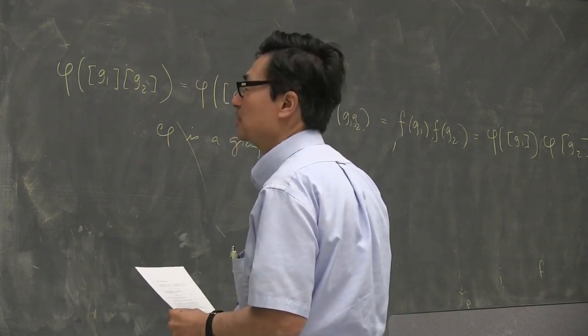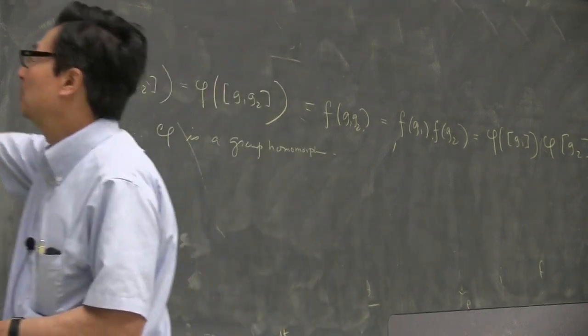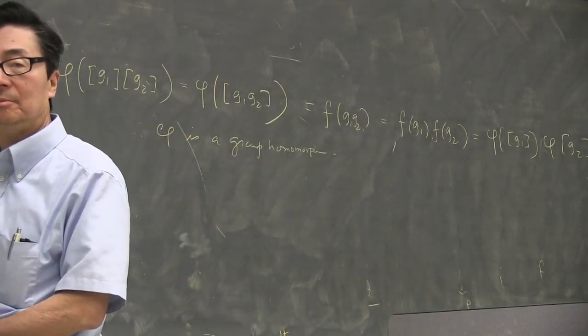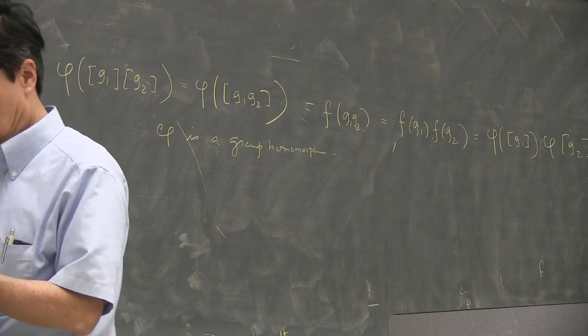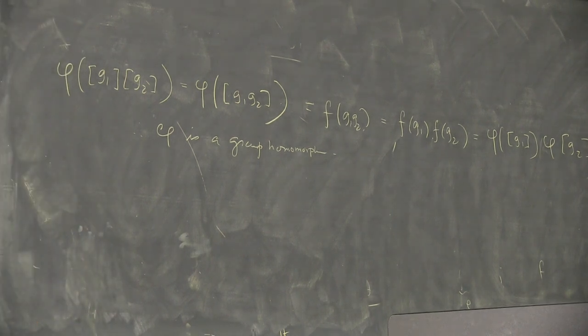It's a homomorphism because G over K is a group. And I have to show that I is a group also. And that's quite obvious. Okay, so why is I a group?